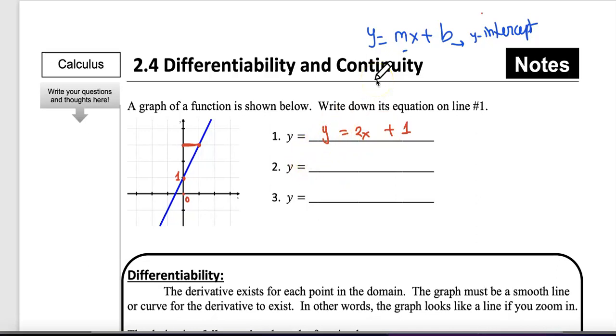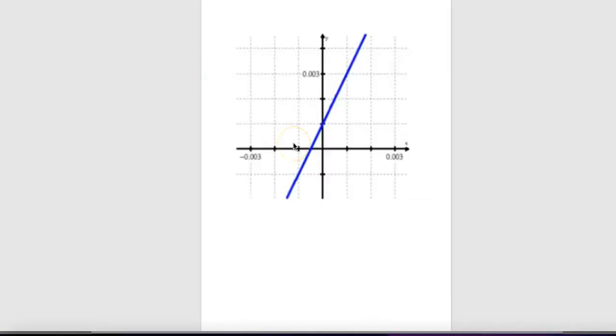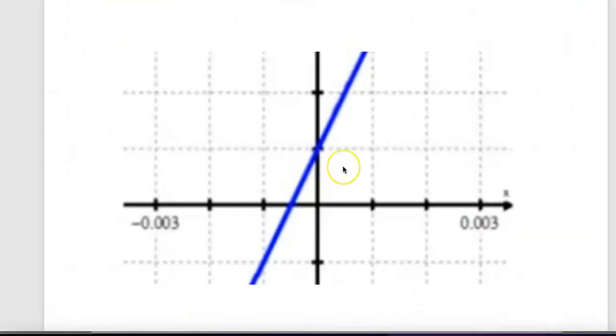But what if I show you that the graph does not look like this? If I zoom in, the graph looks like this. You see, when I'm zooming in, it's getting bigger and bigger. You can see these remaining points over here.